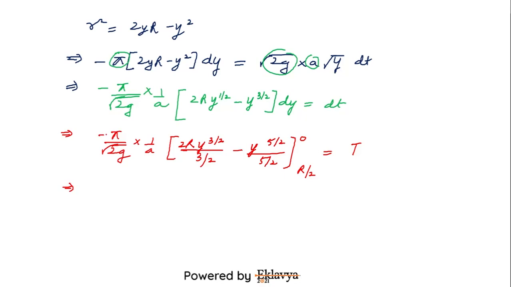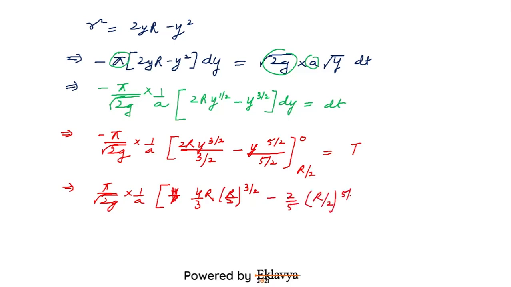I will adjust this minus sign by interchanging the limits. So we get pi by root 2g into 1 upon a, and then I'm interchanging the limits. So this will become 4 by 3 r, then r by 2 raised to power 3 by 2, minus 2 by 5 into r by 2 raised to power 5 by 2. So this calculation we have to finish.